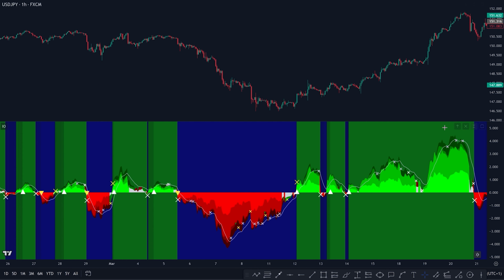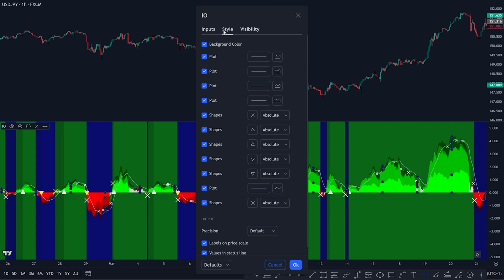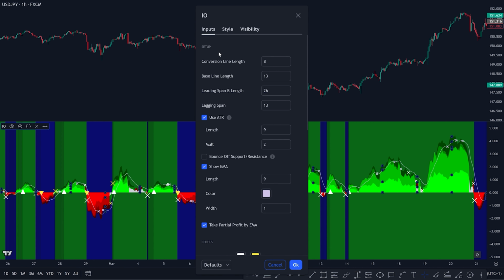Now, let's delve into the other components of the Ichimoku Oscillator by adjusting the settings. In the input settings, you'll find options such as the conversion line length, baseline length, leading span B length, and lagging span. These values are set to default, but you can customize them by increasing or decreasing the numbers according to your preferences. For now, I'll keep mine as default.